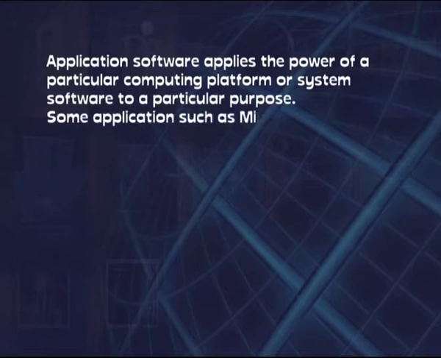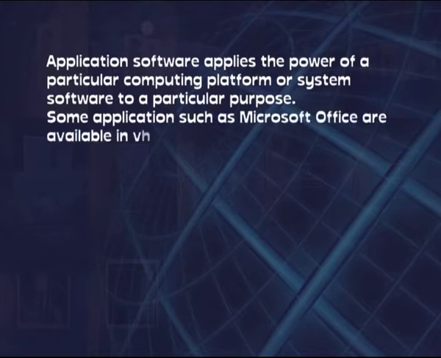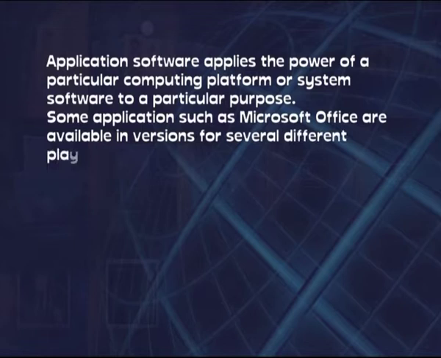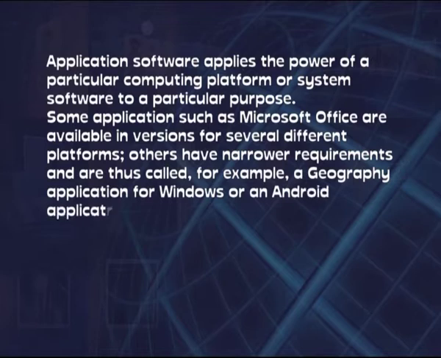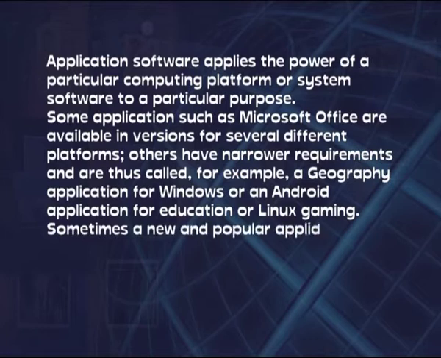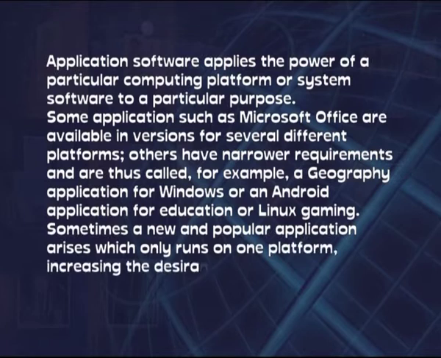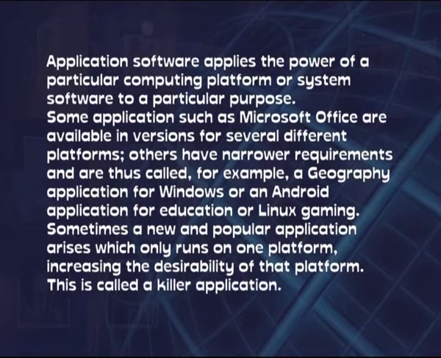Some applications such as Microsoft Office are available in versions for several different platforms. Others have narrower requirements and are thus called, for example, a geography application for Windows or an Android application for education or Linux gaming. Sometimes a new and popular application arises which only runs on one platform, increasing the desirability of that platform. This is called a killer application. There are many types of application software and their uses.